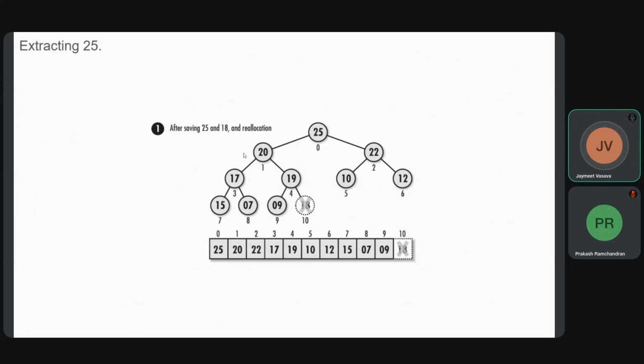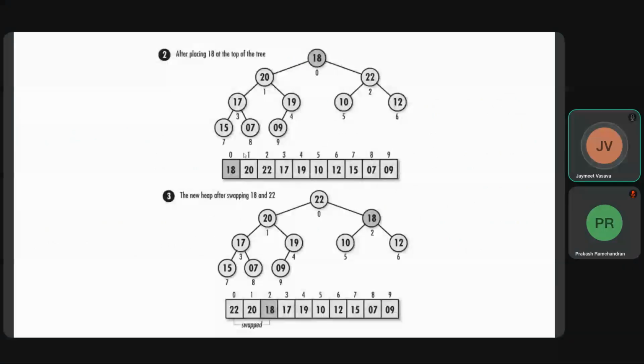Now 18 will appear at the root node, and we'll be swapping it with 22. After swapping it with 22, we don't need any other swapping. So our tree is sorted, our heap is sorted.